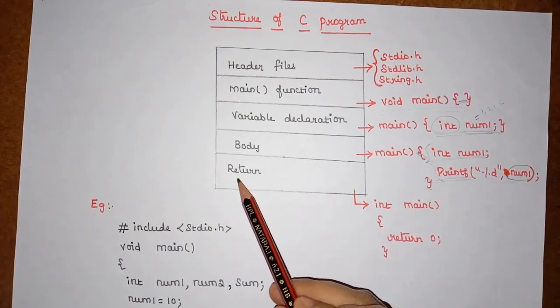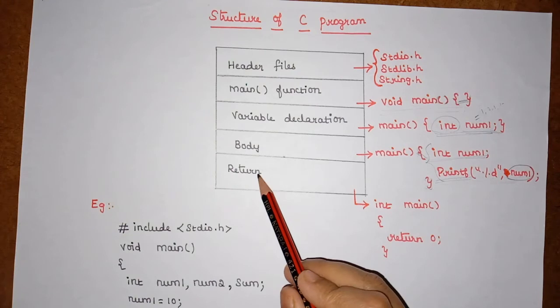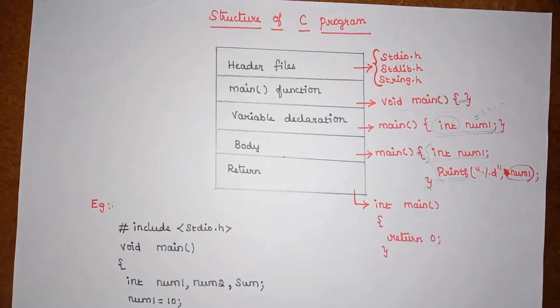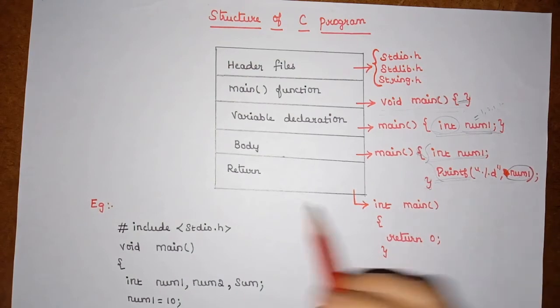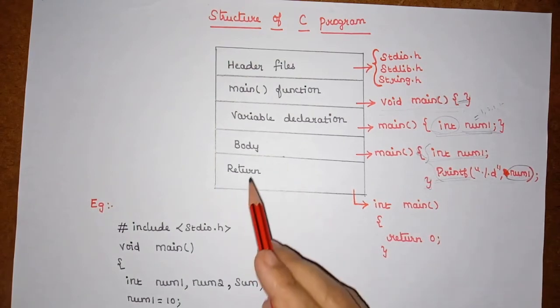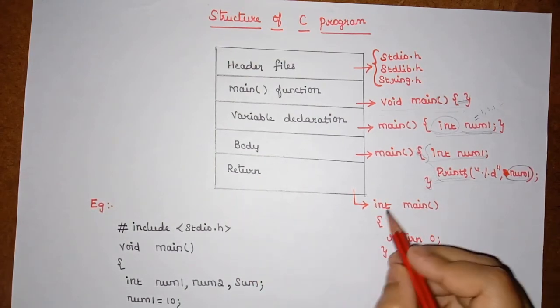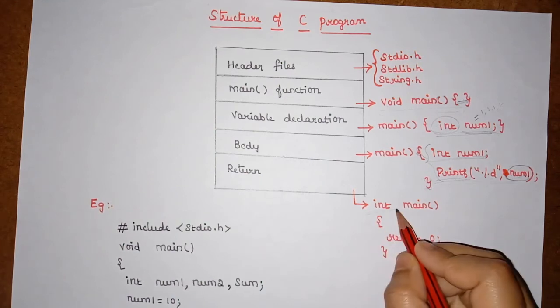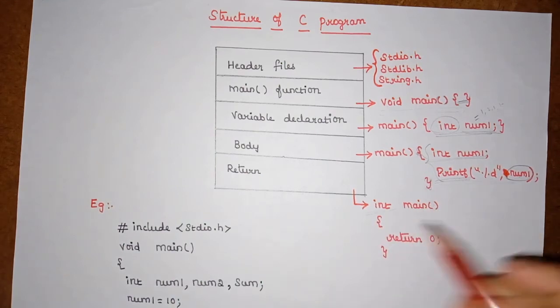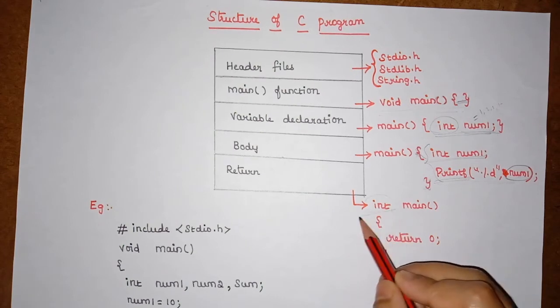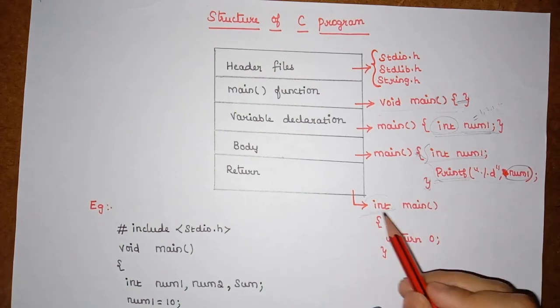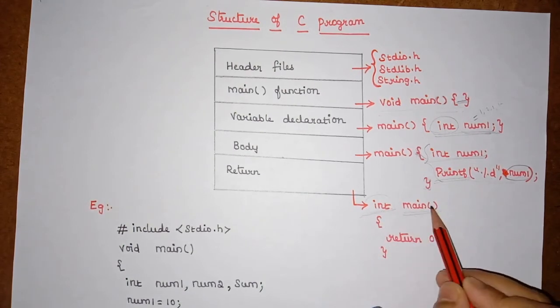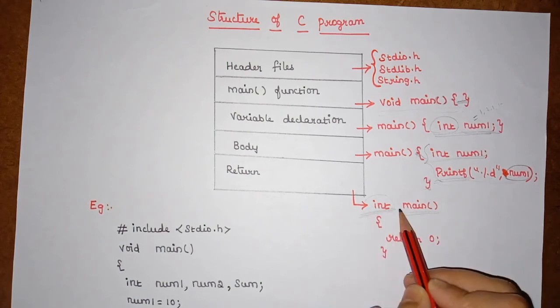Then finally we have the return statement. When a user wants to return something with the help of a function, then we can go for this return statement. And we can return something when we are using the integer type, or when we are using character, that is based on the return type. Here this is called the return type. So this is called the return type of a function. Main is a function and this is the return type of the function.